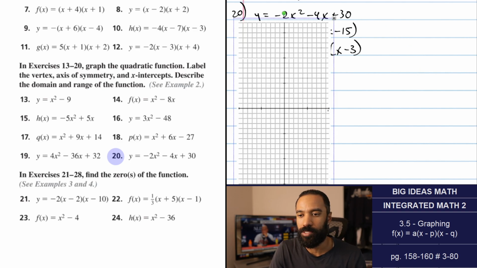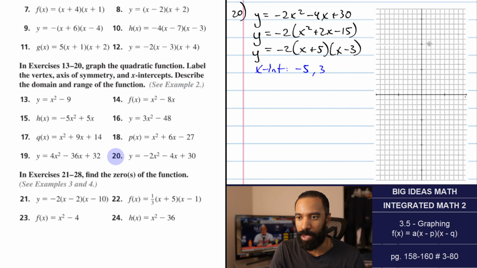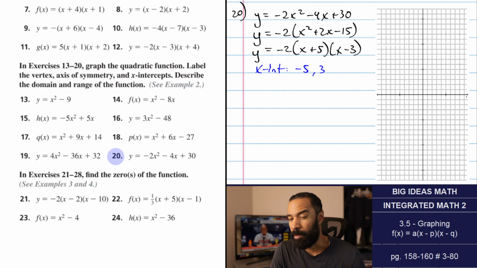Let's go and plot those ones. With the stretch factor 2, you can get them better. I'm going to have to change the scales again. I might be able to go by 2s, which would be nice. This graph will go upside down. So negative 5 and 3. Here's a good reason to talk about half that distance once again. Between negative 5 and 3 is a distance of 8. Half that distance is 4.